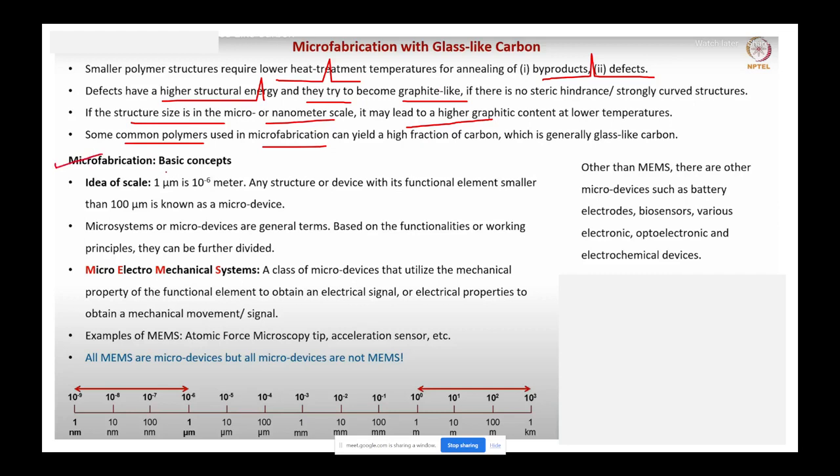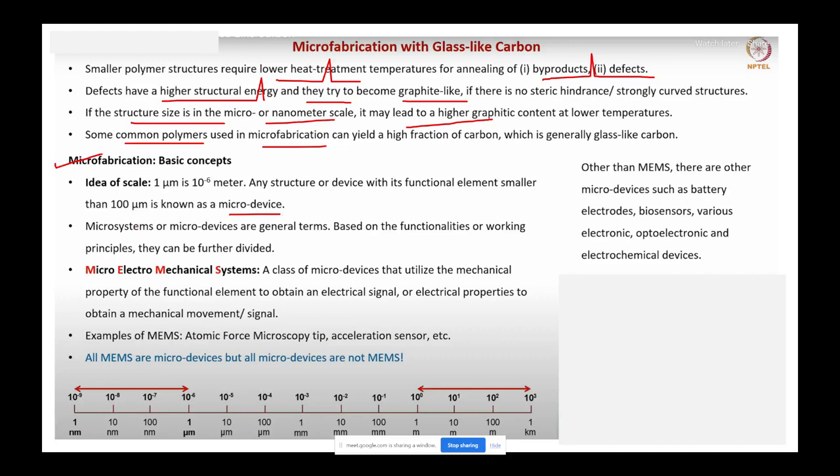So microfabrication, these are some basics, and they are giving some scale bar. 1 micrometer is 10 to the power minus 6 meter. Any structure or device with its functional element smaller than 100 micrometer is known as a micro device. So if I ask what a micro device is, then any structure which is less than 100 micrometer is a micro device. A nano device is what? Less than 100 nanometer is a nano device.